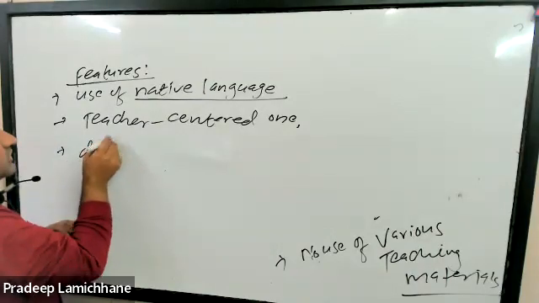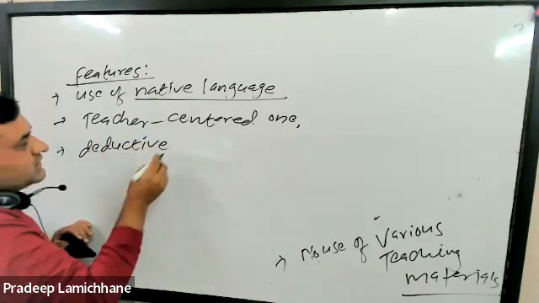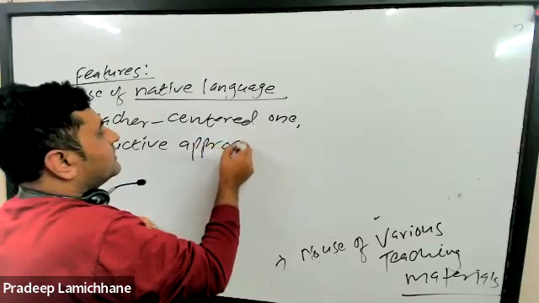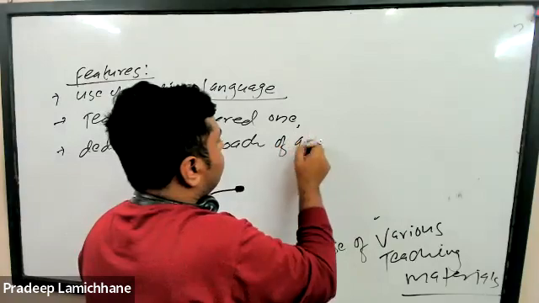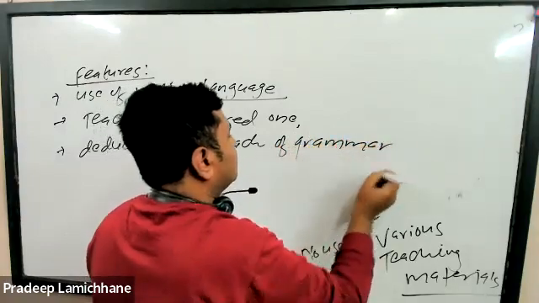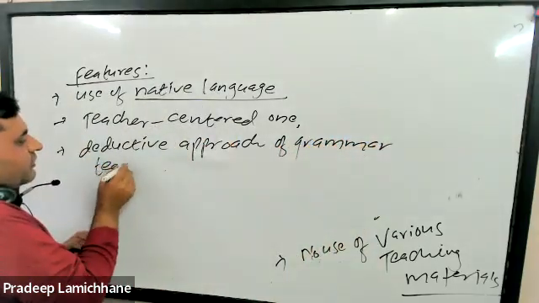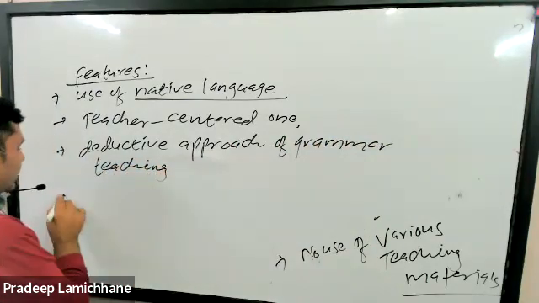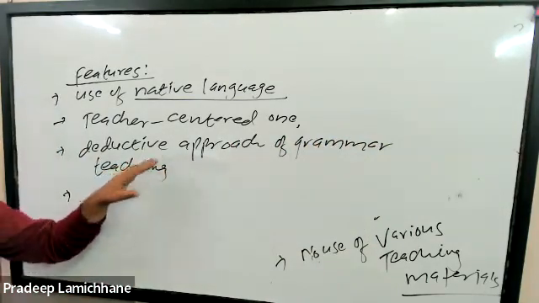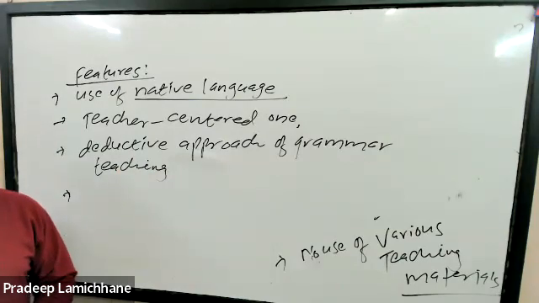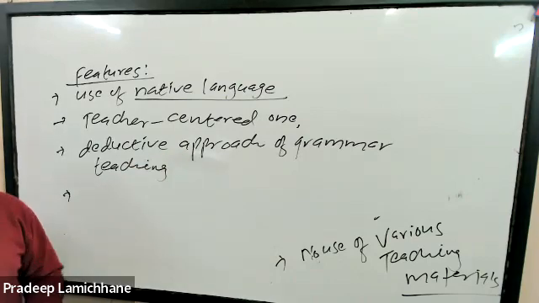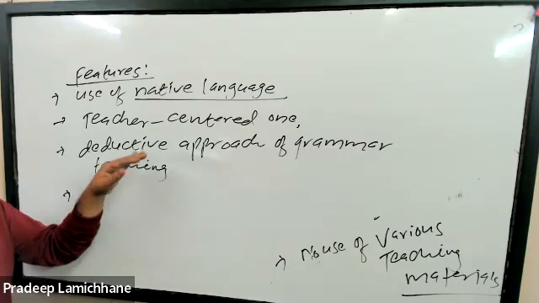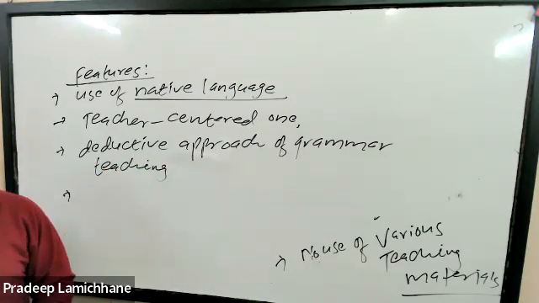Deductive approach of grammar teaching means that first of all, you prescribe rules. Teachers come to provide rules and previously developed structures before they practice them in the classroom. That's why there is a deductive approach of grammar teaching.